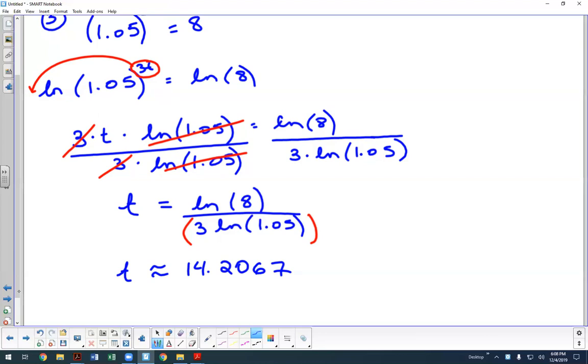So 14.2067, again, like I said, if you need to close parentheses after the natural log of 8, do that, divide. If you're dividing by the whole thing, then put your 3 times natural log of 1.05 in parentheses, or do it in 2 steps. First divide by 3, then divide that answer again by natural log of 1.05.